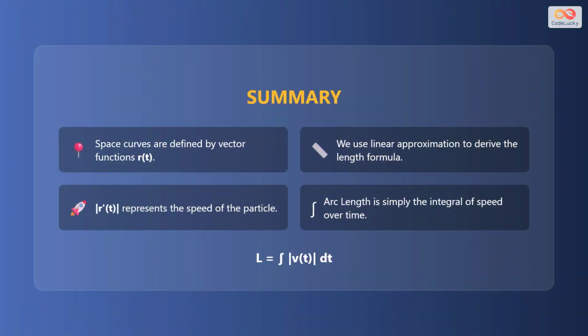To wrap up, remember that space curves are defined by vector functions. We use the concept of linear approximation to derive our formula. Key to this is understanding that the magnitude of r prime is the speed. Therefore, the arc length is simply the integral of speed over time.